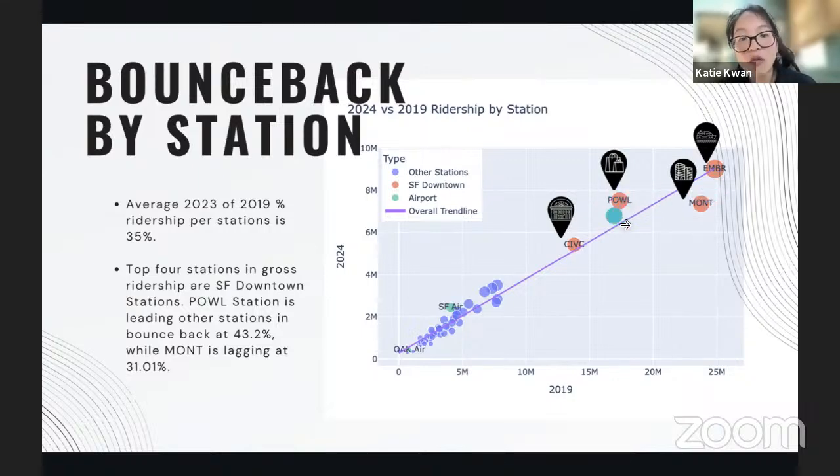We see Powell as overperforming. That means that their numbers are doing better than the average in terms of bounce back. And then we've got Montgomery, which is not doing as well. Their numbers are less. And although these stations are very close together, they actually serve very different purposes to our populations. And we'll get into that. But I just wanted to show that we've got some overachievers and underachievers. And let's talk about why, especially for these 2 stations here.